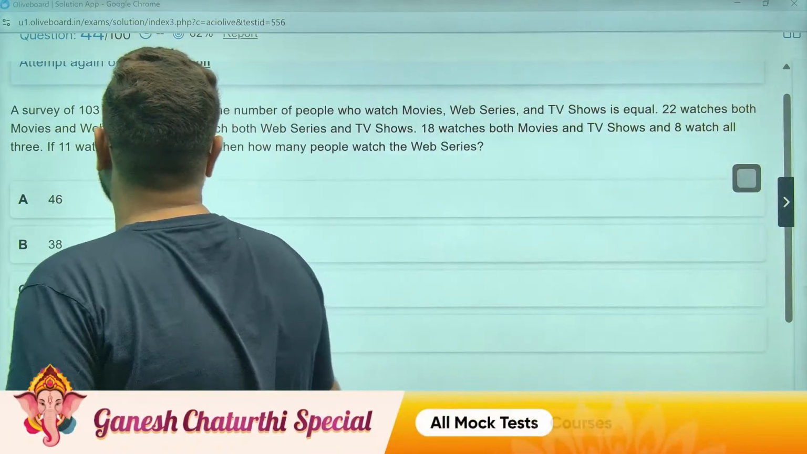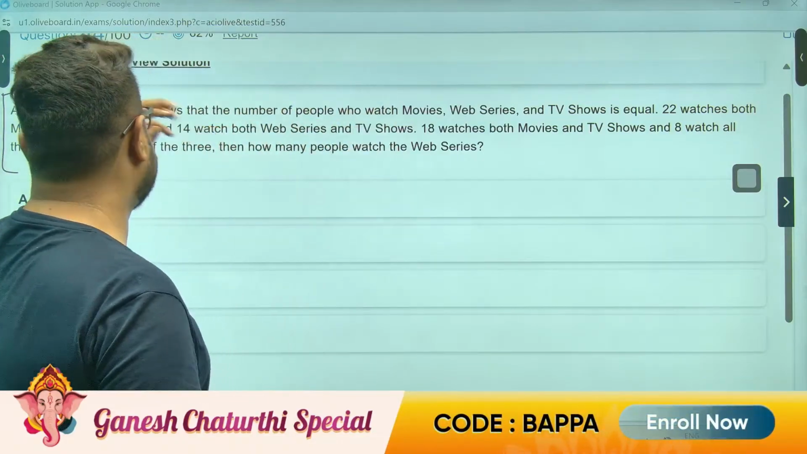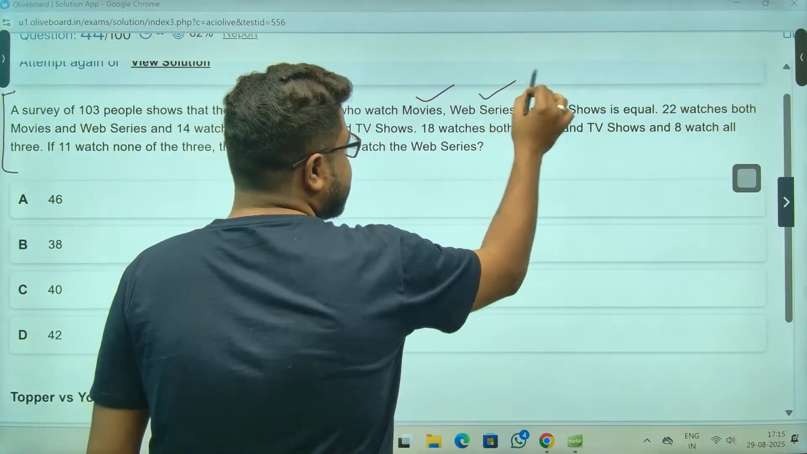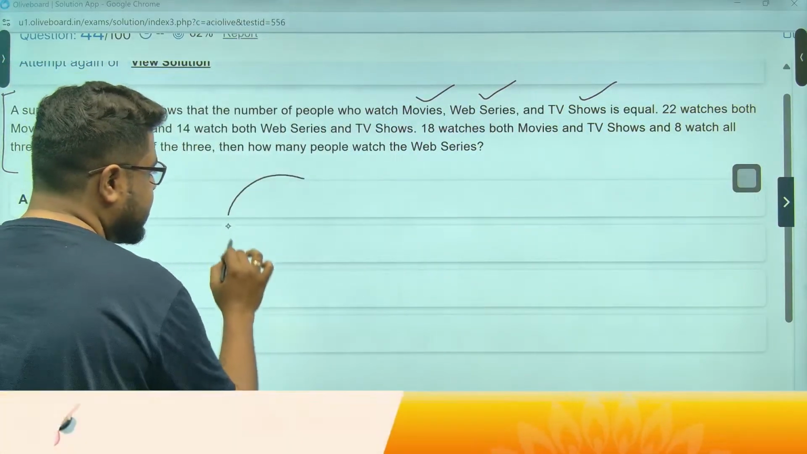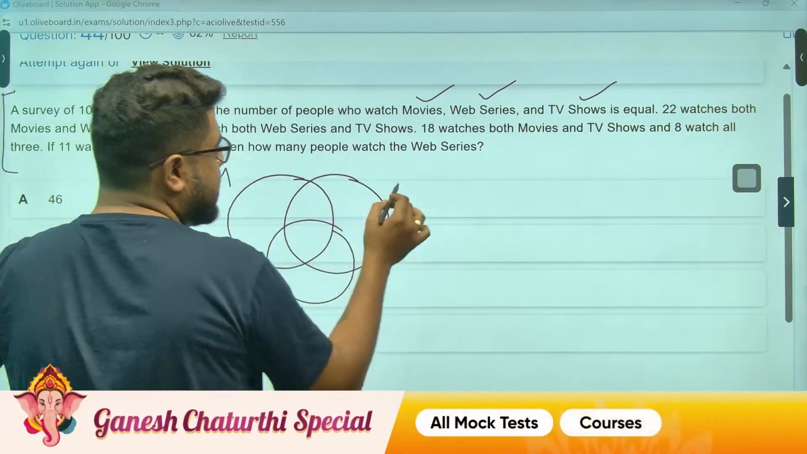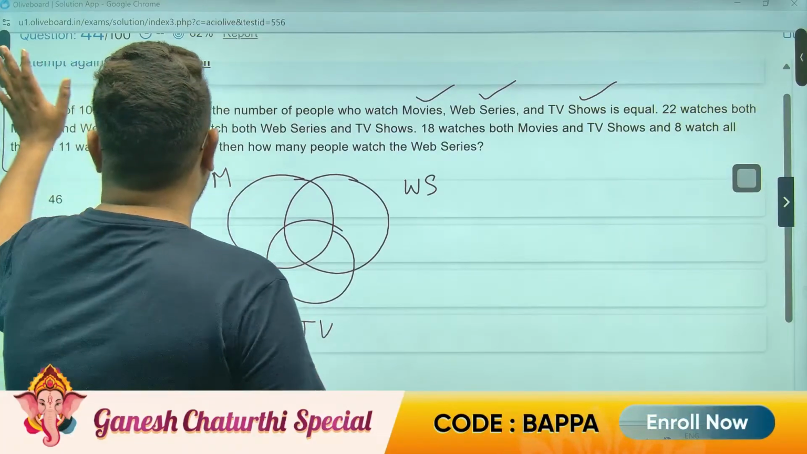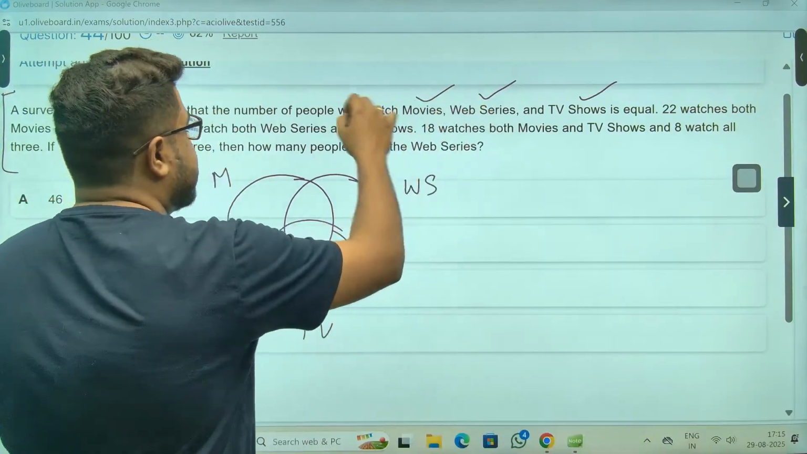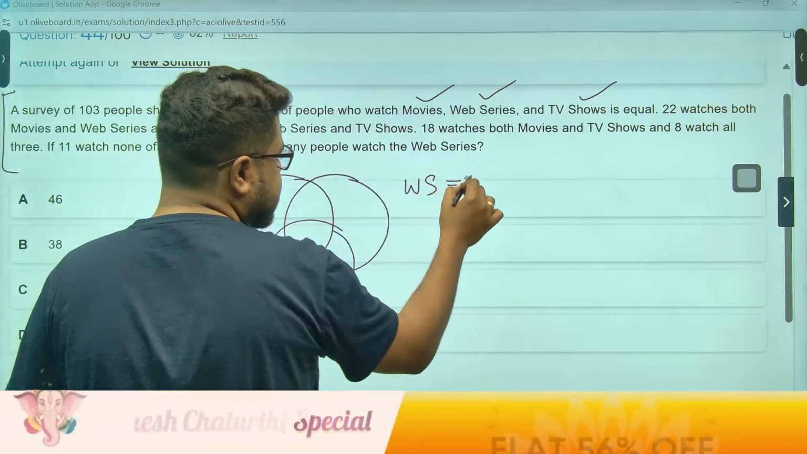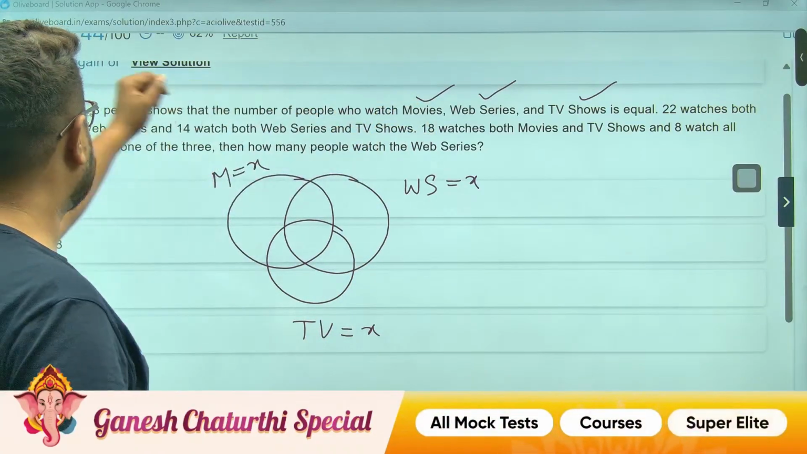Next question. A survey of 103 people shows that, sir, this is a question basically on Venn diagram. They watch movies, web series, and TV shows. Three variables, sir: movies, web series, TV shows. The people who watch each of these three are equal. Let's say X, X, X, so all three are equal.